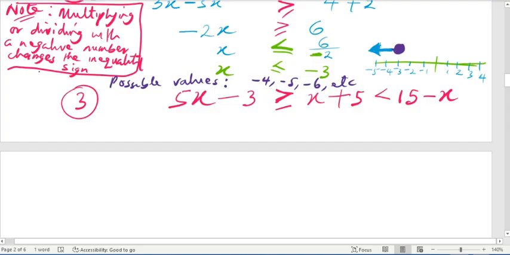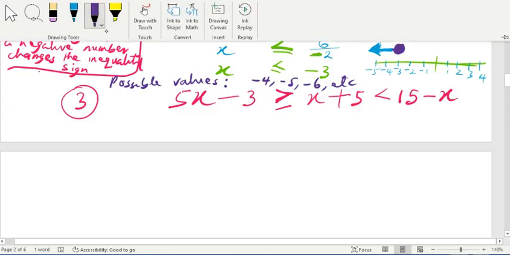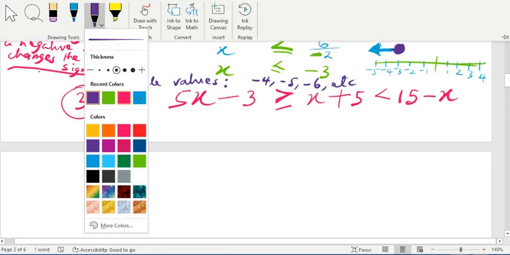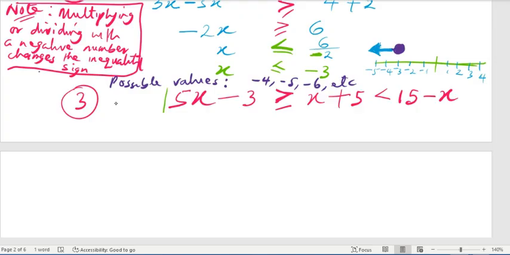The simple way to do this is to put them in pairs. Very easy. The first pair and the second pair. Watch me. Start from the first inequality, the first pair. Solve the first pair. It's easier that way.